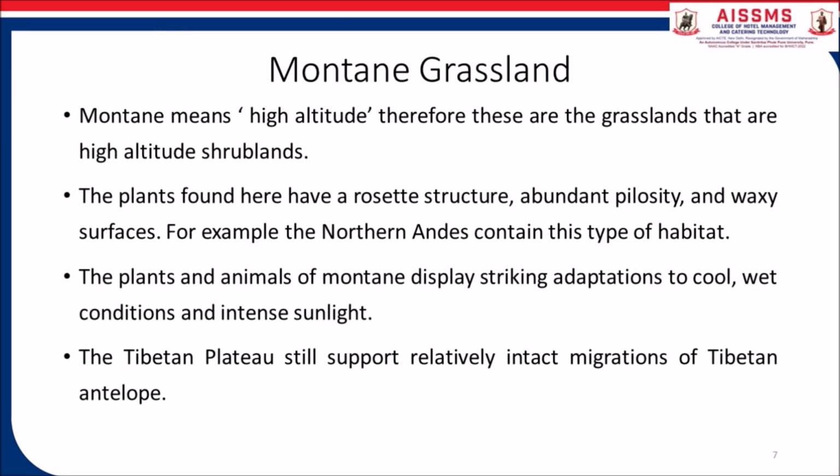Fourth one will be the montane grassland. Montane, as the name suggests, means high altitude. Therefore, these are the grasslands that are situated at a high altitude shrubland region. These are called high altitude because they are above the tree line level of the ground. Moreover, the plants found here have a rosette structure which has an abundant pilosity and waxy surface. For instance, the northern Andes contain this type of habitat. The plants and animals of mountain paramos display striking adaptation to cool, wet conditions and intense sunlight as well. The mountain grassland of the Tibetan plateau still supports relatively intact migration of Tibetan antelope.